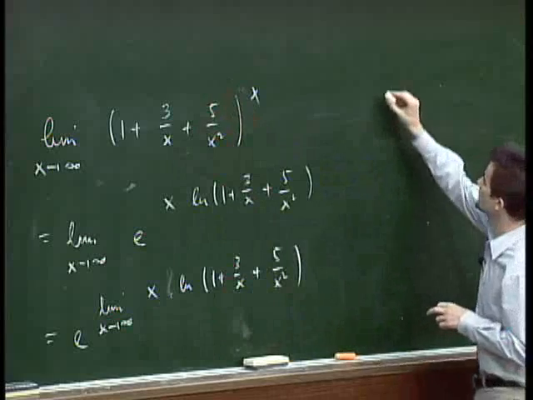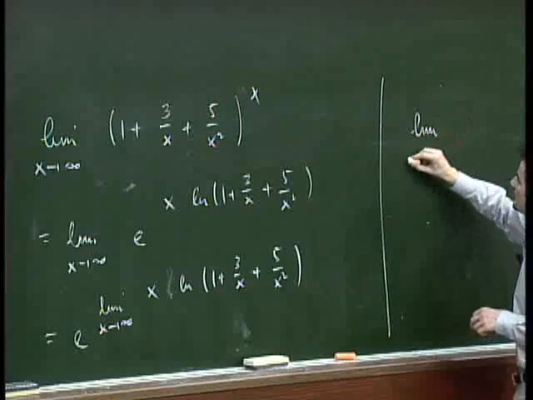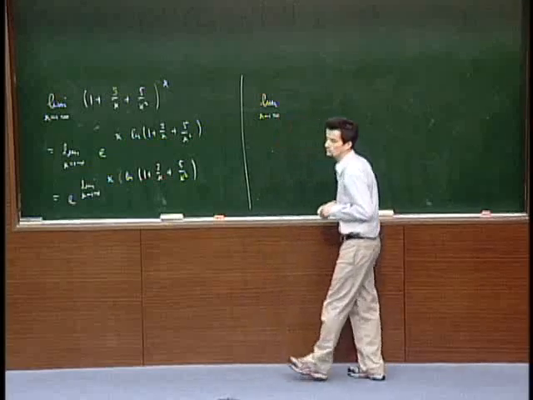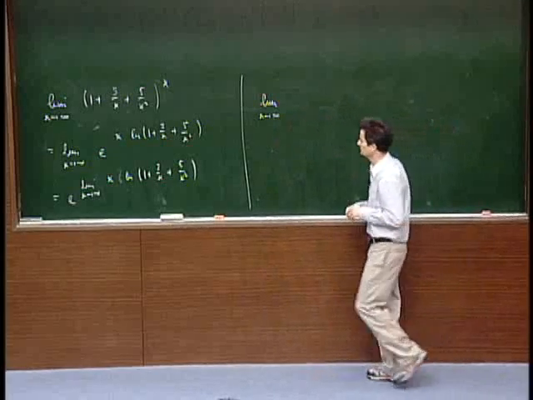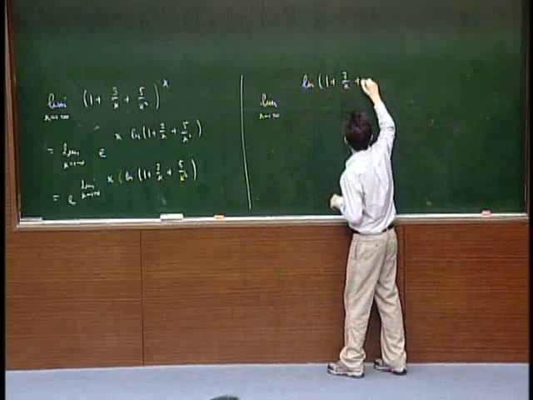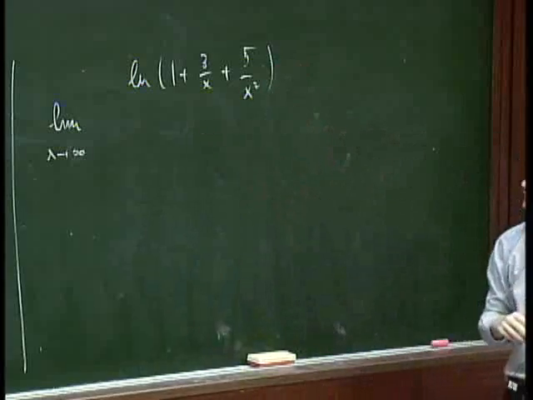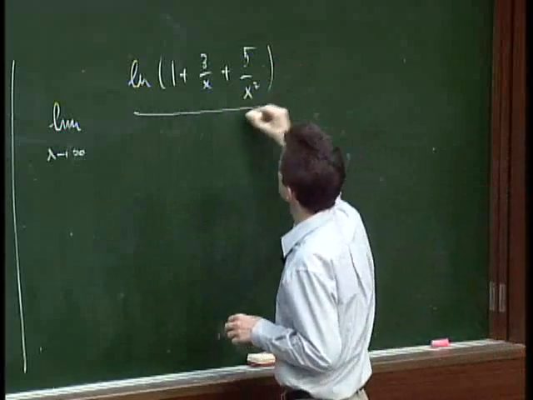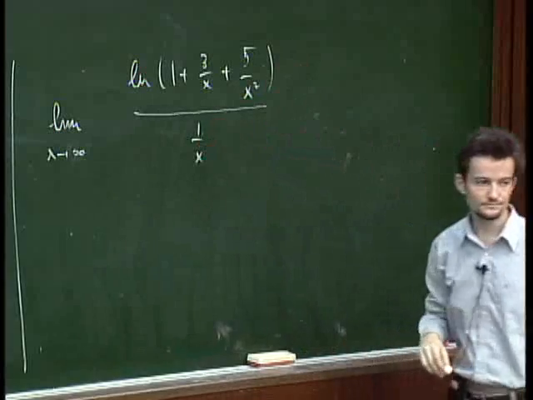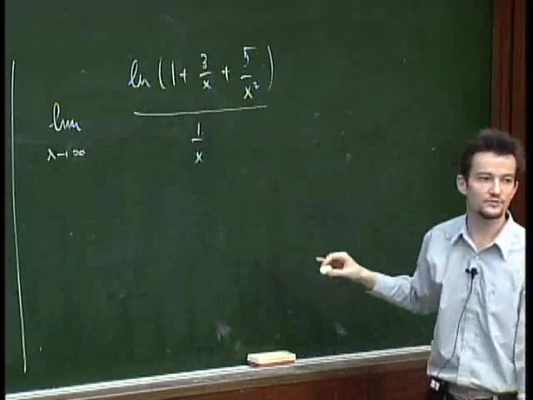Now I'm just considering this limit, as x tends to infinity. We transform it now to 0 over 0, so that we can apply the rules of L'Hopital: ln(1 + 3/x + 5/x^2) over 1/x. Now this is really 0 over 0, so we apply the rules of L'Hopital.